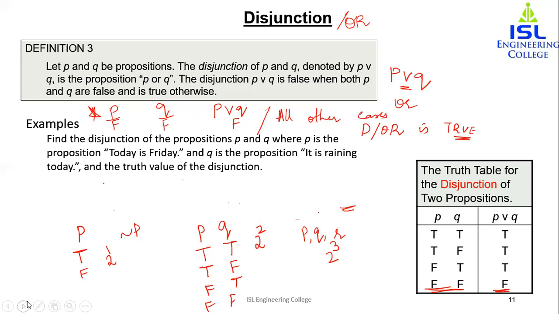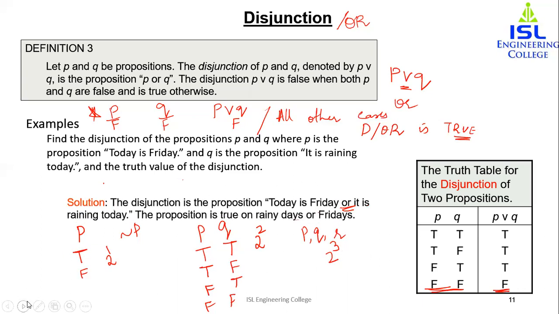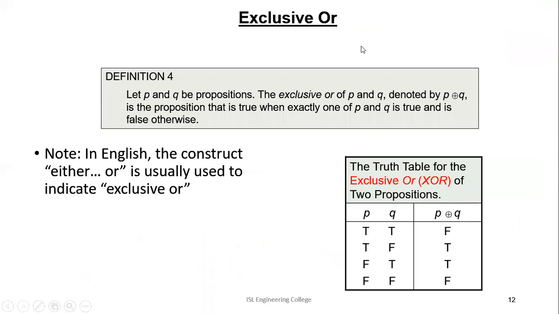Next, we have something known as exclusive or. Exclusive or: let P and Q be propositions. The exclusive or of P and Q is denoted by P or Q. Just let me write the symbol here clearly. And this exclusive or is also known by the name XOR. And this is the symbol.